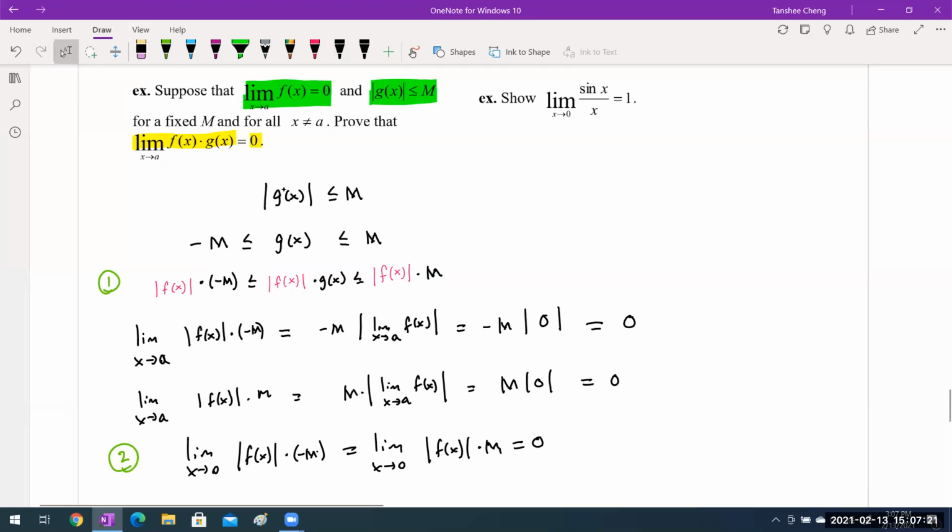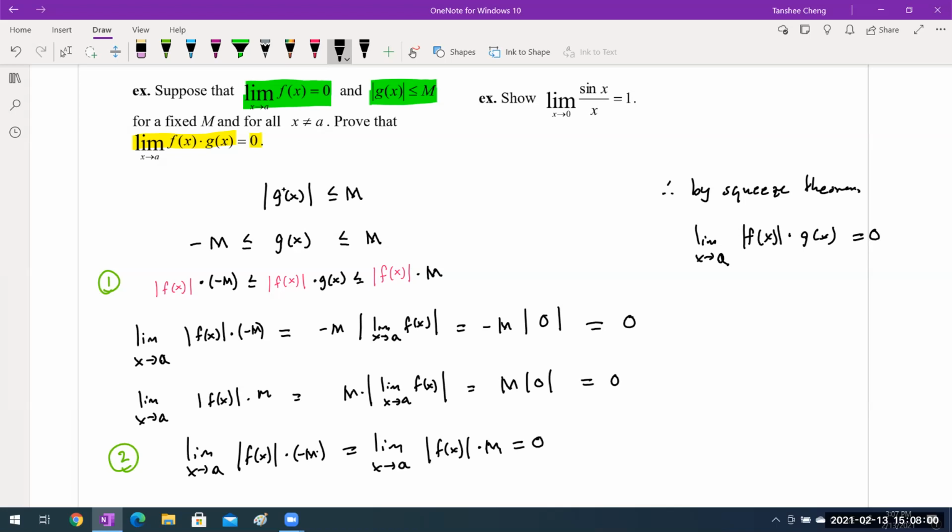Now I can say that therefore, by squeeze theorem, for any x value, the limit as x approaches a (I keep on saying 0 right here, my bad, sorry, here's a) of the absolute value of f of x times g of x, which is the middle function, must be equal to 0.